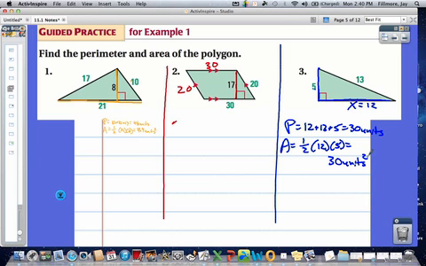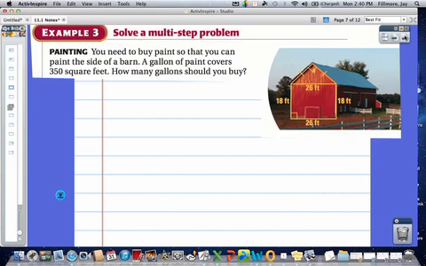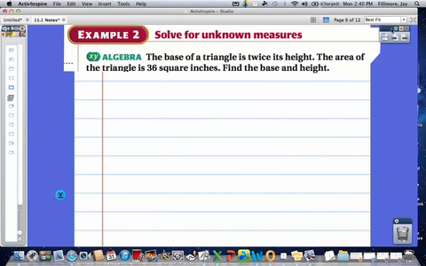There are some great challenging problems we can look at regarding area, perimeter, etc. So I'm just going to do a couple of them, if this video will permit. So the base of a triangle is twice its height. Area of a triangle is 36. Find the base and the height.